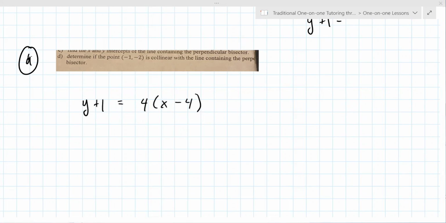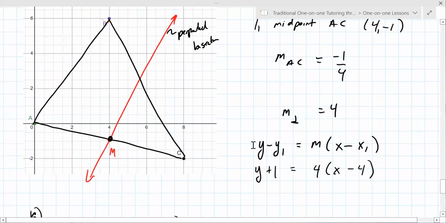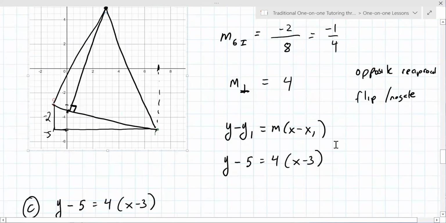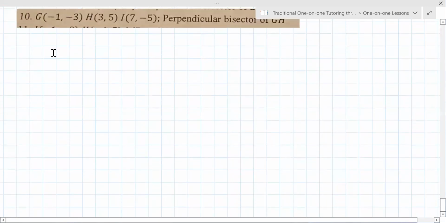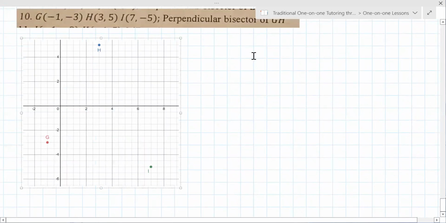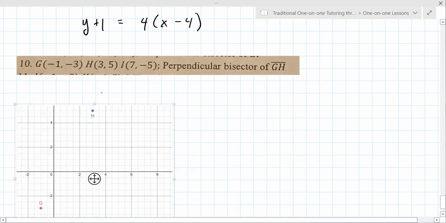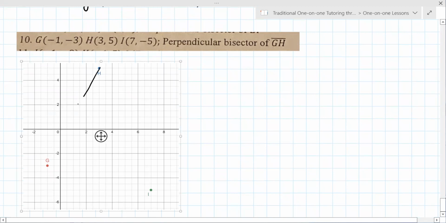All right, so let's do another one here. I think I already grabbed this one. Okay, so let me go get the graph of this one. Okay, so perpendicular bisector of GH. And so here's G and H. Oops, sorry, that moved around. Here's G and H.